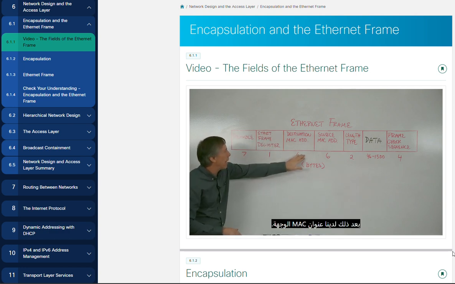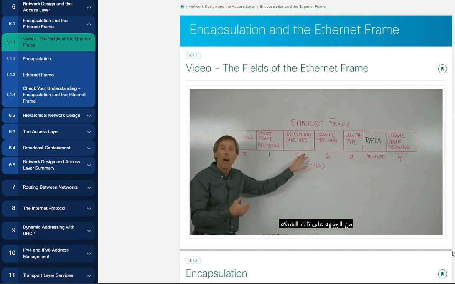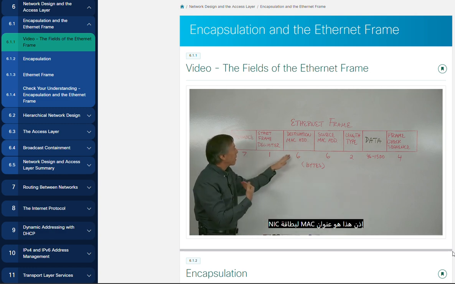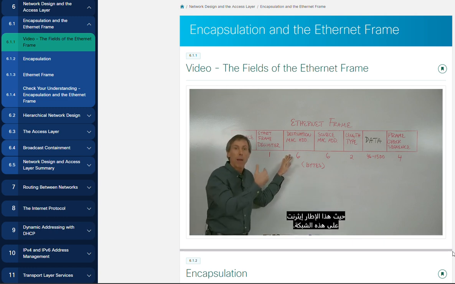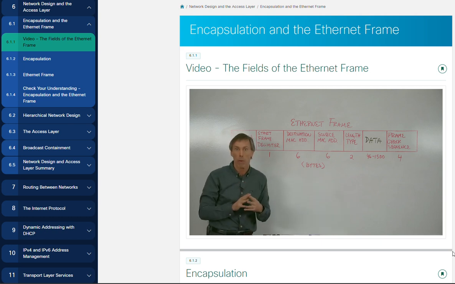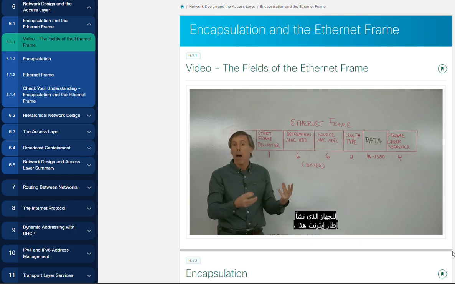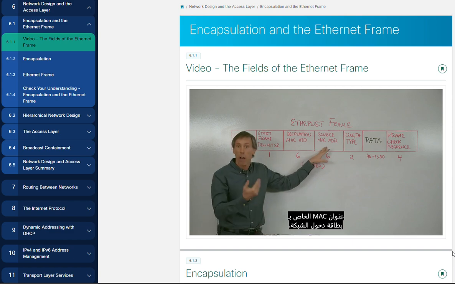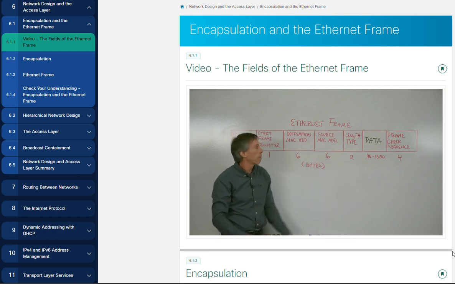Next, we have the destination MAC address. The destination MAC address is the MAC address of the destination on that network. So that's the MAC address of the NIC card where this Ethernet frame is going to on this network. The source MAC address, this is the MAC address of the device that originated this Ethernet frame. The MAC address of the network interface card, the Ethernet NIC, that originated this Ethernet frame.